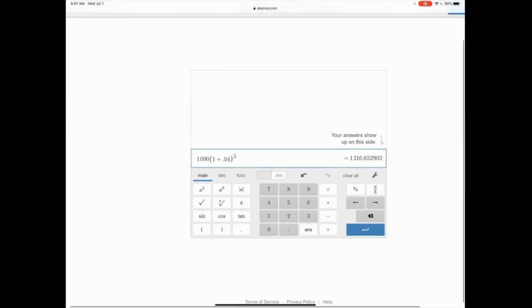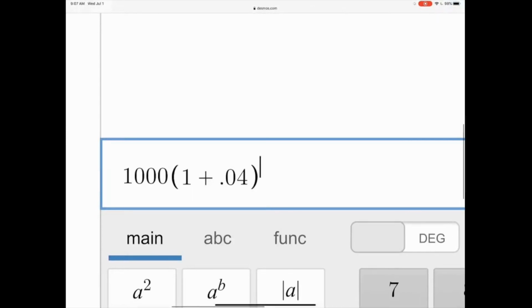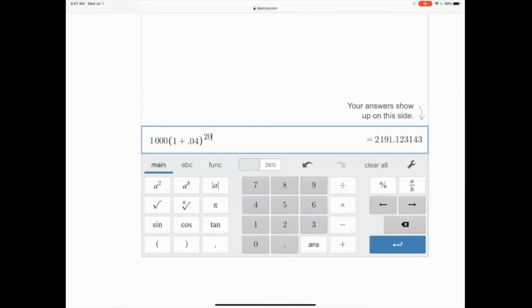So if they ask how much money did she have after 10 years or 15 years, I'm just going to change that 5 to a 10 or 15. I could even check how much money she'd have after 20 years. Okay, so you could see that amount of money growing.